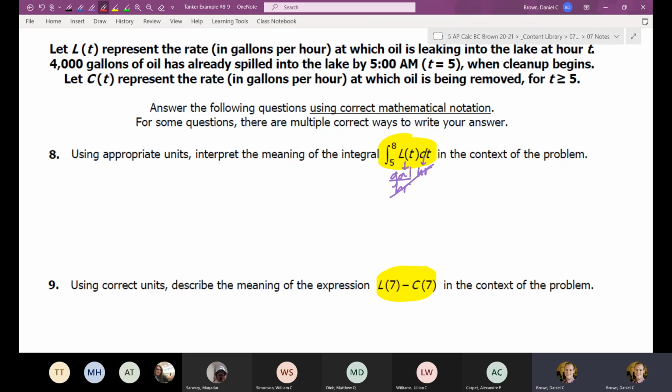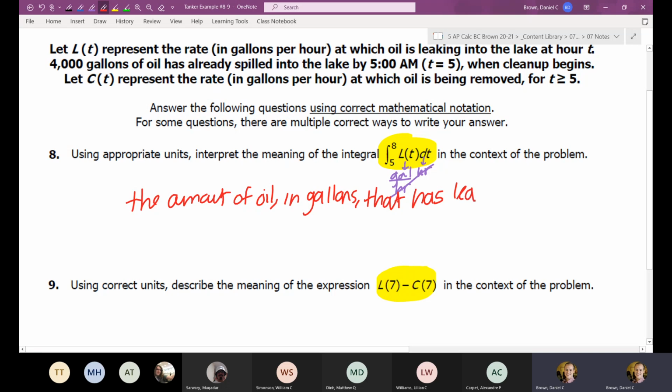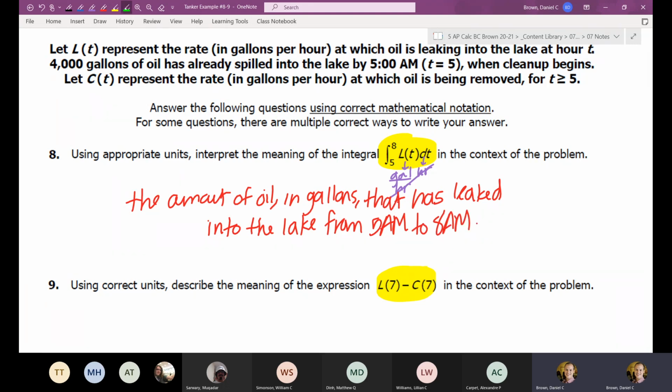The best answer for this one: that integral represents the amount of oil in gallons that has leaked into the lake from 5 a.m. to 8 a.m. That is the best version of an answer you can come up with.